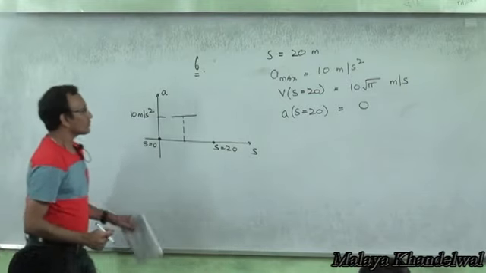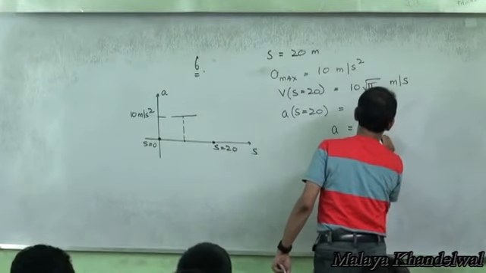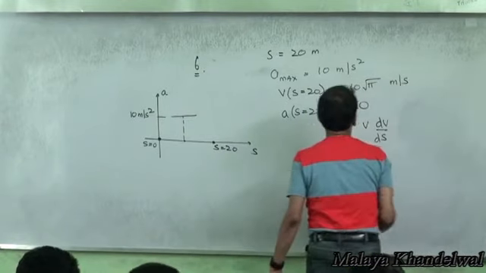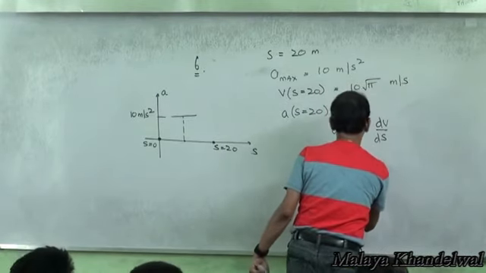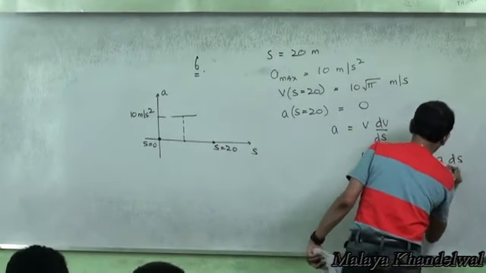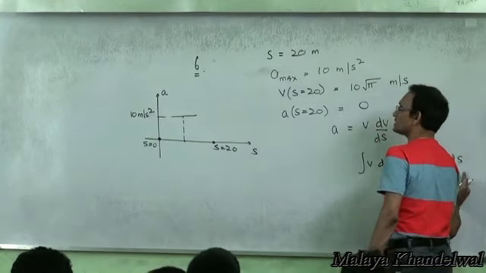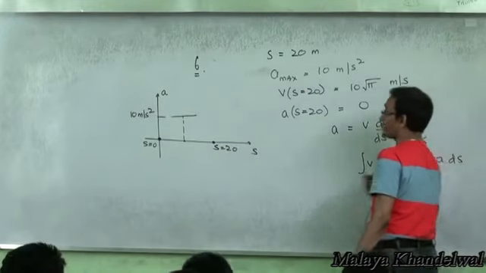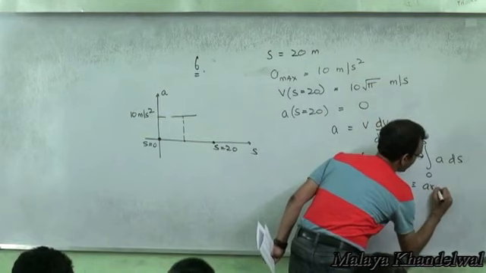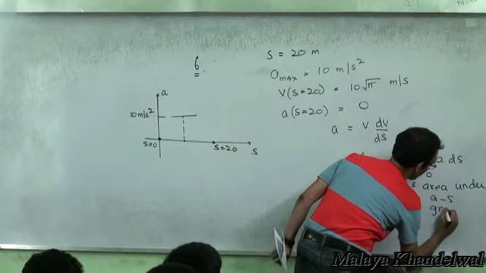Now, acceleration is v dv ds. Which means very clearly integral v dv is integral a ds. S starts from 0 to s. Yes or no? What is the right hand side? The right hand side is the area under the a versus s graph from 0 to this end. Right? So this is area under the a's graph.